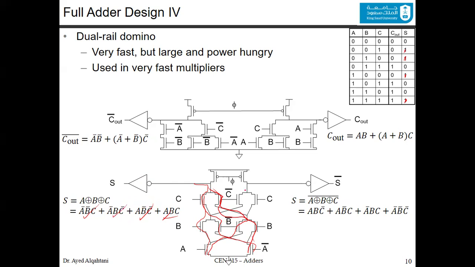We can do the same for the S bar, where S bar is equal to A, X, or B, X, or C, or basically this is the X known, and these are the 4 min terms for it, and you can follow the path in a similar way.